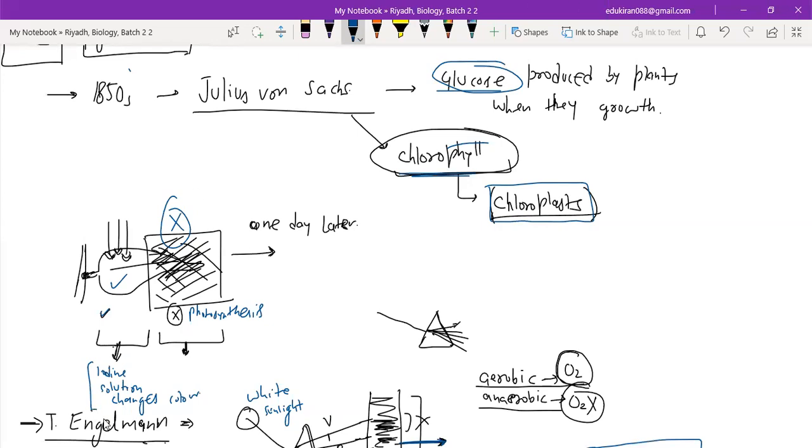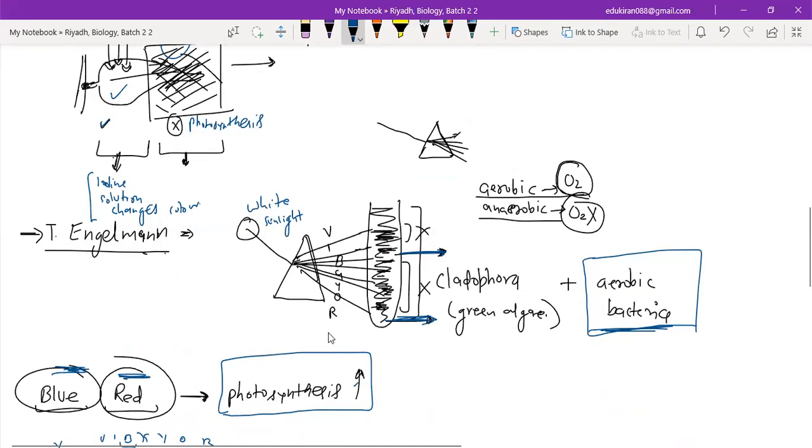Is it clear, Aisha, now the second experiment? I think you lost connection. Yes. Okay.